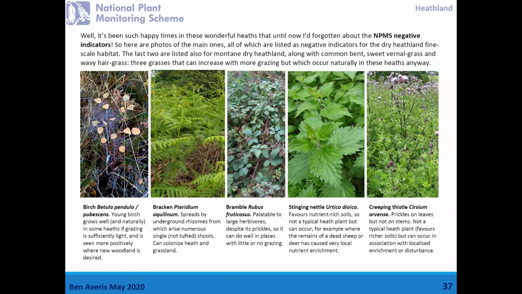But sometimes we do find local abundance of these plants, very localized. Maybe in places where the animals are sheltering quite a lot, and there's dung and urine having that effect, or as I've said in the text, maybe if a dead sheep or dead deer has died somewhere, and around that you get some local enrichment. So the nettle and the thistle, even though they will be listed as NPMS negative indicators for inclusion in the montane zone, you won't really find them much in the montane zone.